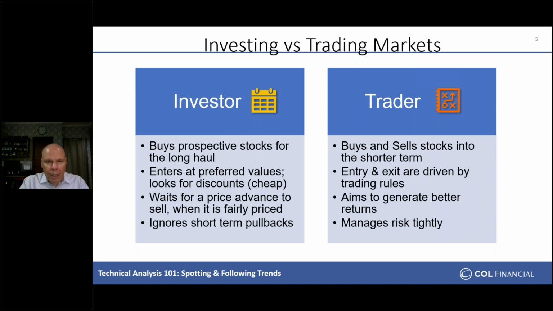Now, I know it's easy to say that, but when prices are coming down, of course, it's really quite telling because your emotional well-being is put to the test when that happens. Now, as a trader, you do things a little bit differently.